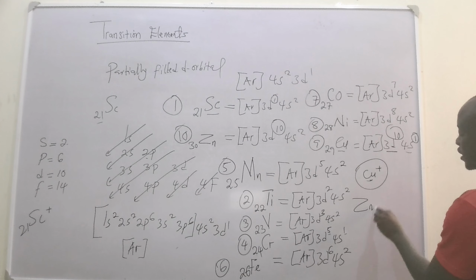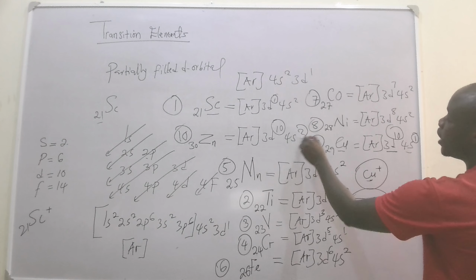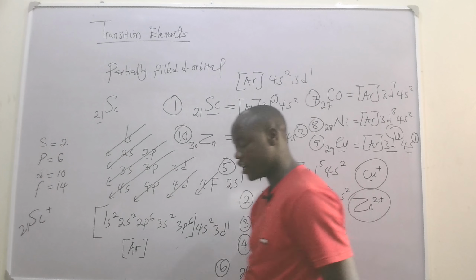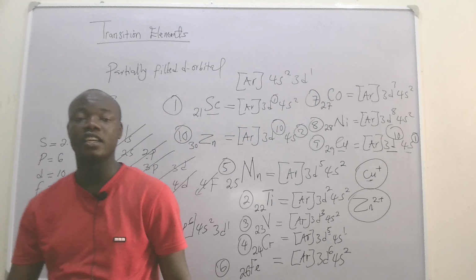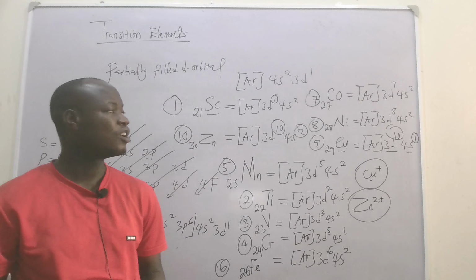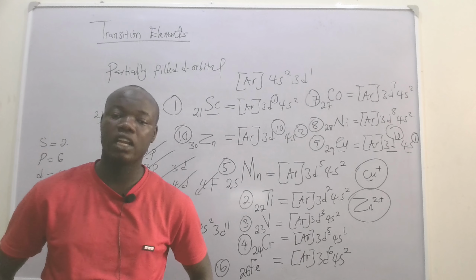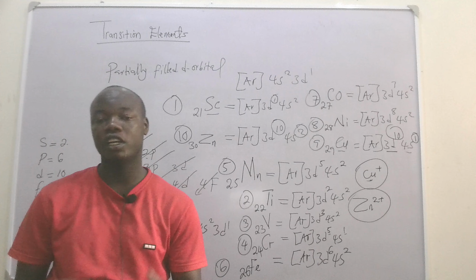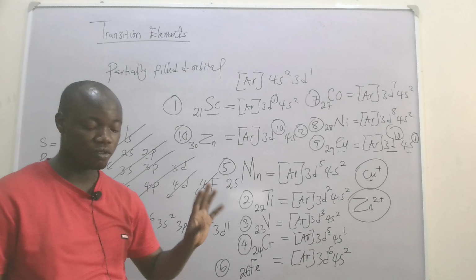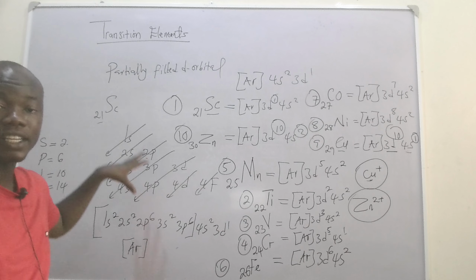In addition, zinc 2 plus. If you have zinc 2 plus, it means that only 2 electrons are lost from 4s and the remaining 10 electrons in the 3d remain there. So you cannot consider it a transition element. So ladies and gentlemen, by definition, transition elements are elements that have partially filled d orbitals, and this is how to write the electronic configuration of these transition elements.